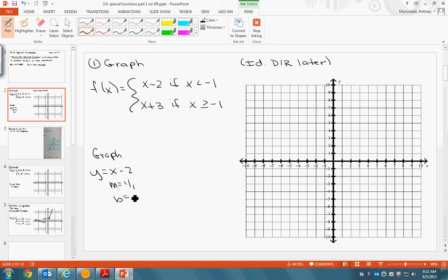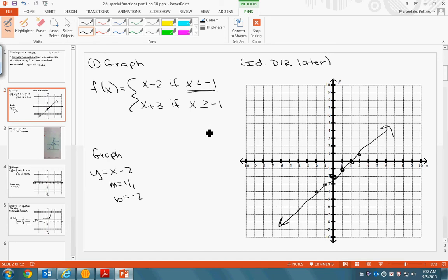m is 1 over 1, b is -2, so we start down 2, and we go up 1, right 1. That's good enough, but on these type of problems, you might want to go up 1, right 1 a couple of times, or down 1, left 1, just to get the best graph possible. So I'm going to go ahead and graph my line. Obviously, it's not straight. That's hard for me to do on here. So this is the line. That part is easy. Here's the part that's new to you.